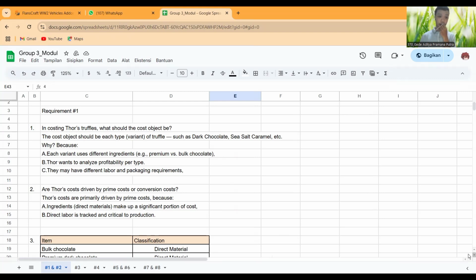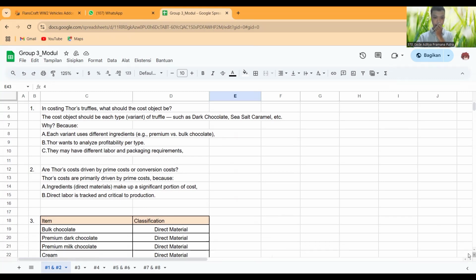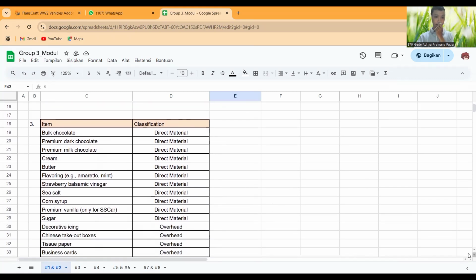The second question is whether costing is driven by prime cost or conversion cost. Costs are primarily driven by prime cost because, A, ingredients for direct material make up a significant portion of cost. And second, the number of stress is critical to the proper variance. So then we categorize these items.